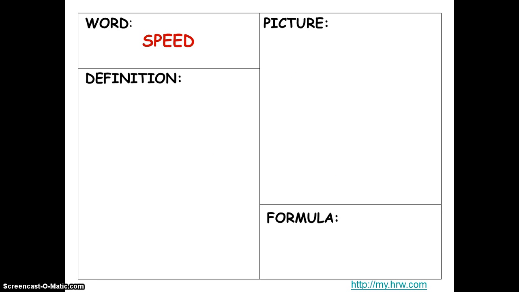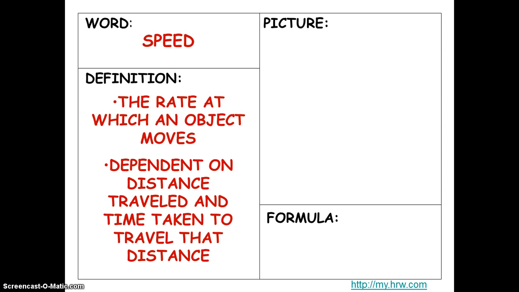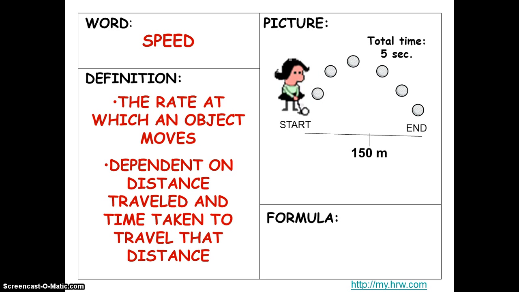Alright, next word is speed. Speed is the rate at which an object moves. Now, this depends on the distance traveled and the time taken to travel that distance. There's a picture of a golfer, and she's putting the little golf ball. Anyway, the total time is 5 seconds. The total distance that the golf ball travels is 150 meters.